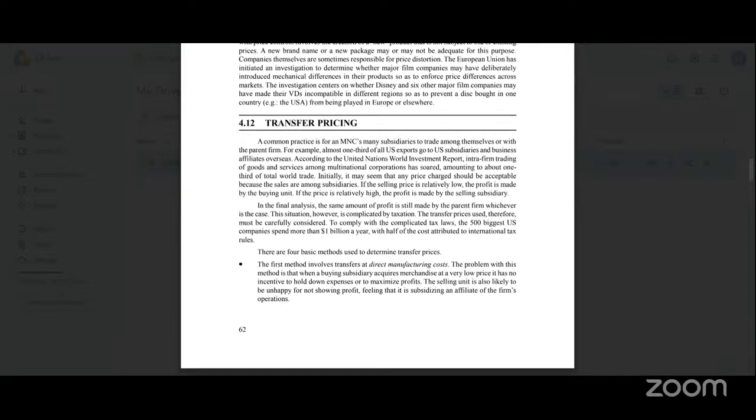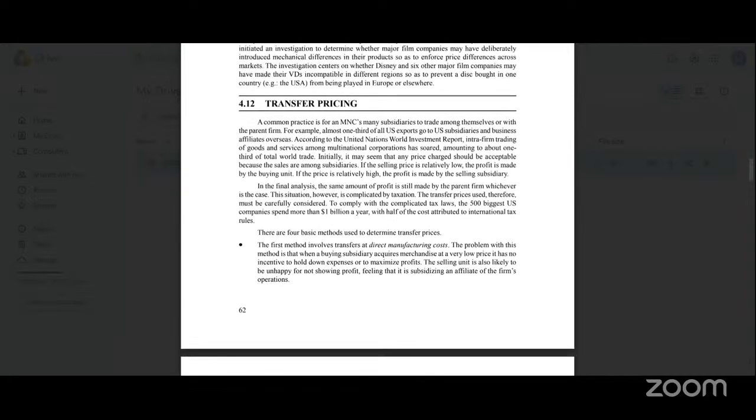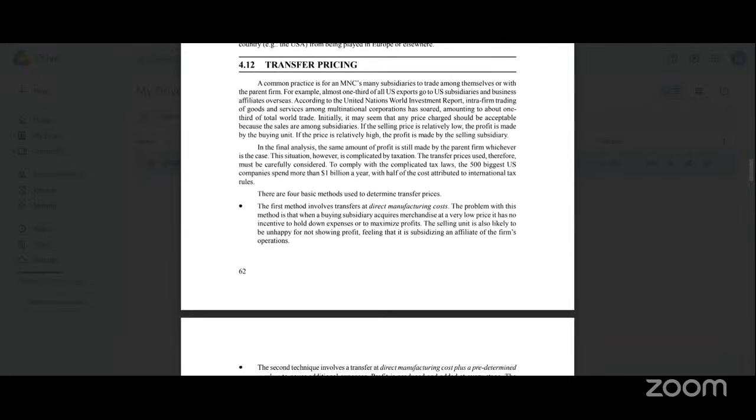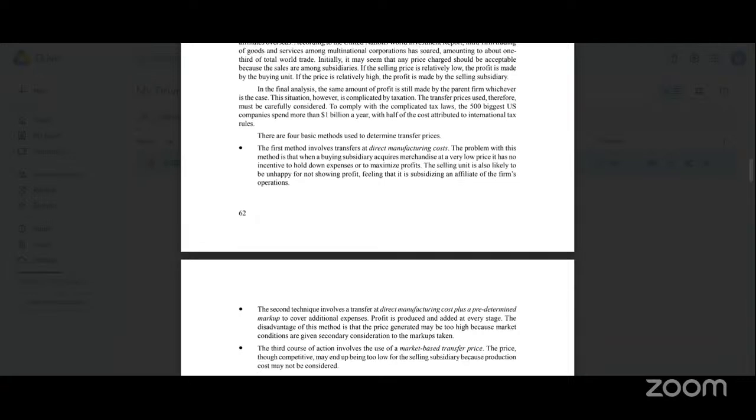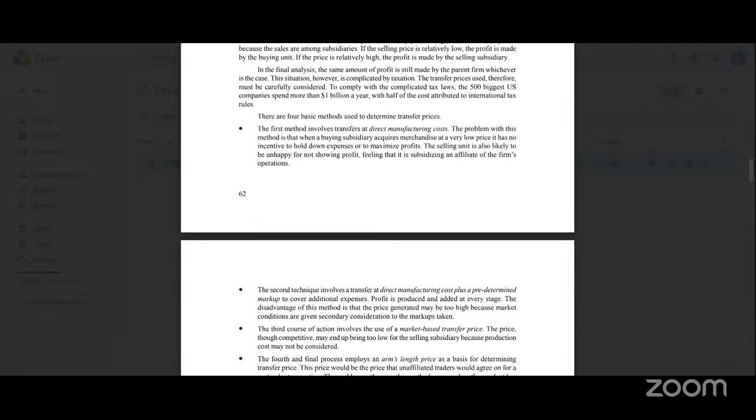Transfer pricing is also another common practice where MNCs, for example, may have many subsidiaries. So what do they do? They trade among themselves or with the parent firm. Almost one third of all US exports go to US subsidiaries and business affiliates overseas. So they are selling to their own subsidiaries, and there is that internal trading going on in terms of the products. There are four basic methods used to determine transfer prices.